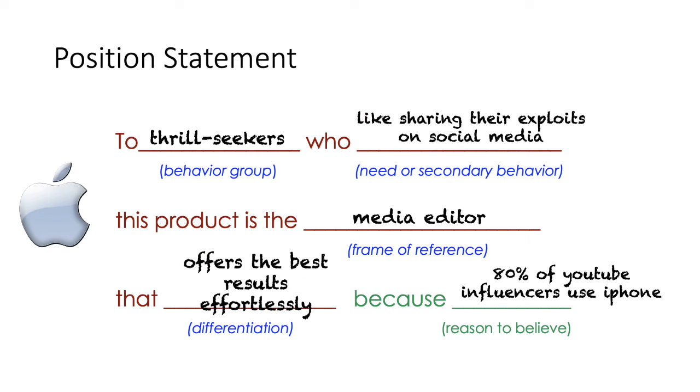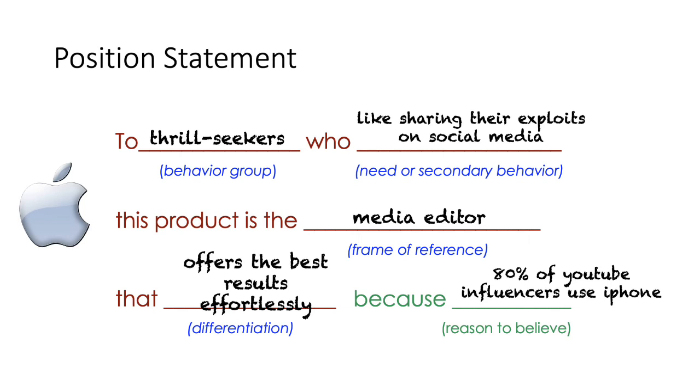Thrill seekers. Or let's say people who like to use their iPhone to do Instagram posts or TikTok videos. Maybe you like to share your exploits on social media. So the product is the media editor. You've got an iPhone. It's easy to use, and it offers the best results effortlessly because 80% of YouTube users use an iPhone. So you can see here we have three very different position statements for three very different target audiences. One company, a couple of products.